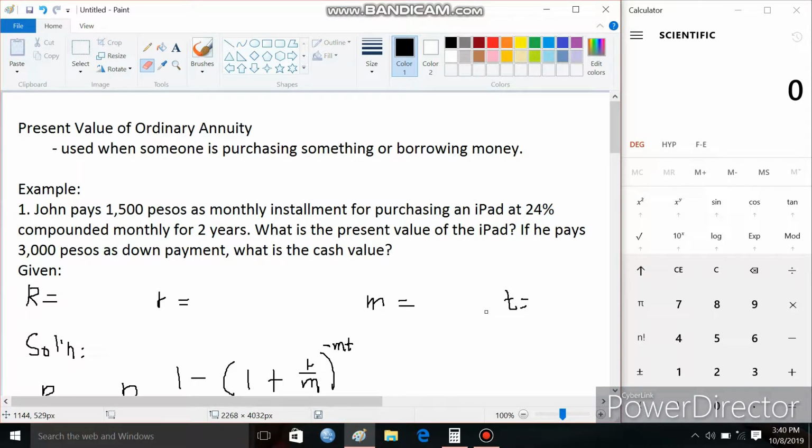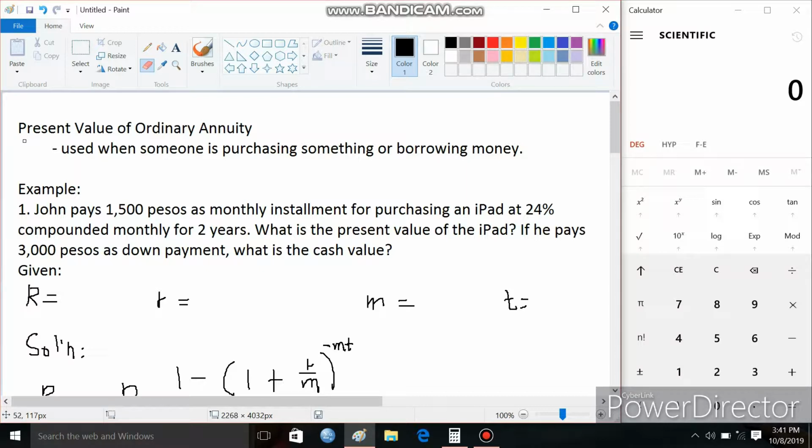Everyone. Today we'll be talking about the concept of present value of ordinary annuity. Basically, this is part 2 of the types of ordinary annuities which we discussed previously. In the previous video, we talked about the future value of ordinary annuity. Today we'll be discussing this topic.